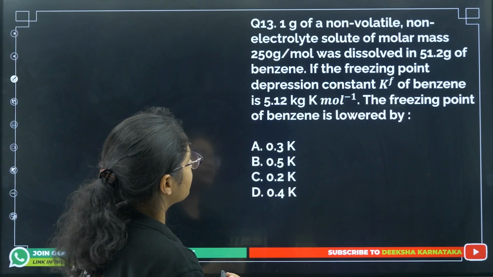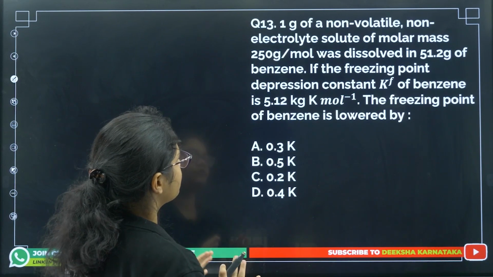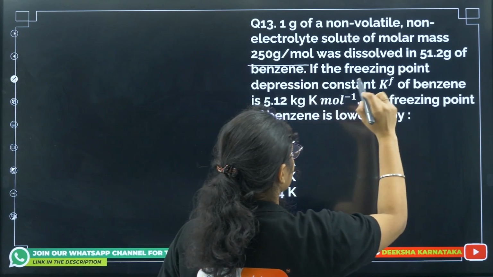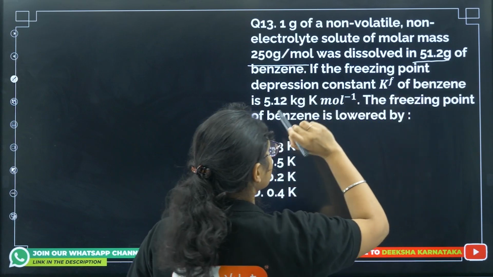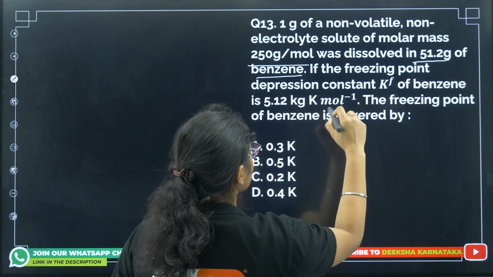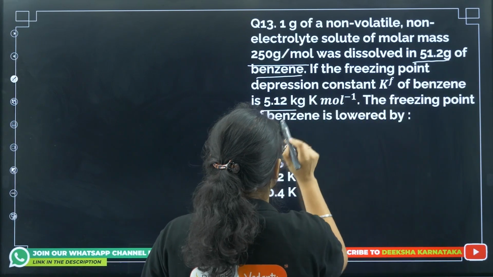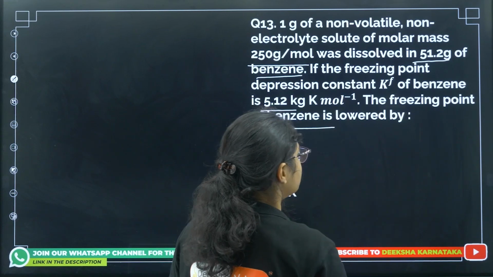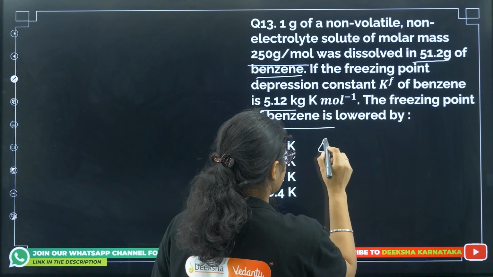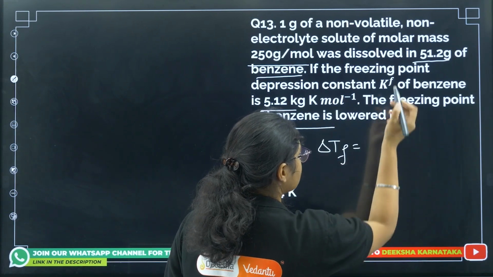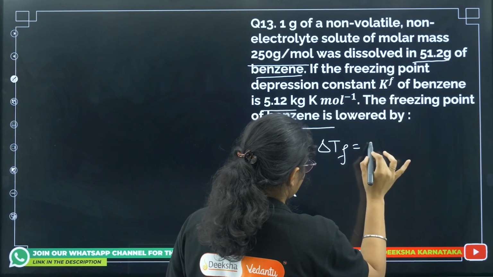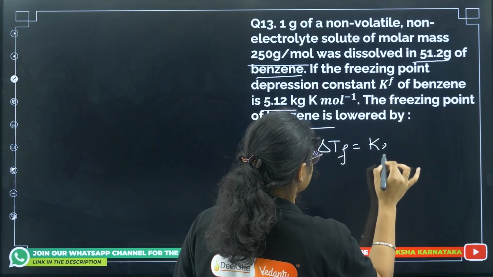1 gram of non-electrolyte, non-volatile solute of molar mass 250 gram per mole was dissolved in 51.2 gram of benzene. If the freezing point depression constant is 5.12, the freezing point of the benzene is lowered by. So we need to calculate the delta Tf value. Because it is non-electrolyte, the i value will be 1. Kf into m.